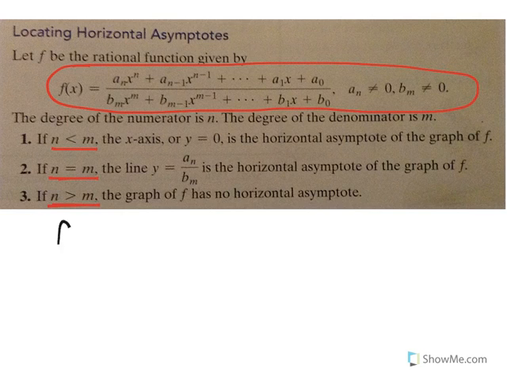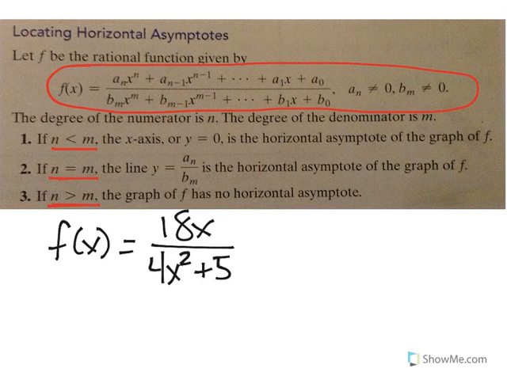So if we have f of x is equal to 18x all over 4x squared plus 5. First thing we want to do here is find our n and our m, because right up here it talks about the n and the m. So what is our n here and what is my m? Well, my n is 1 because x is raised to the 1 power. My m here is 2.